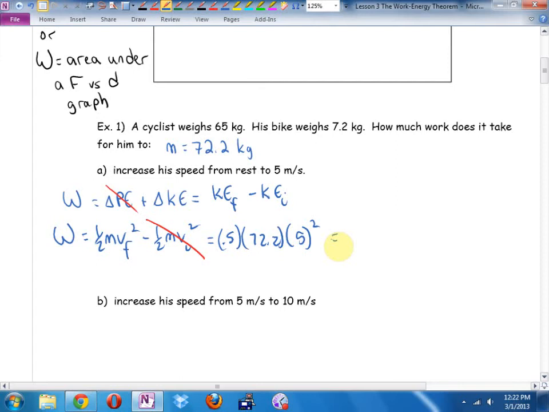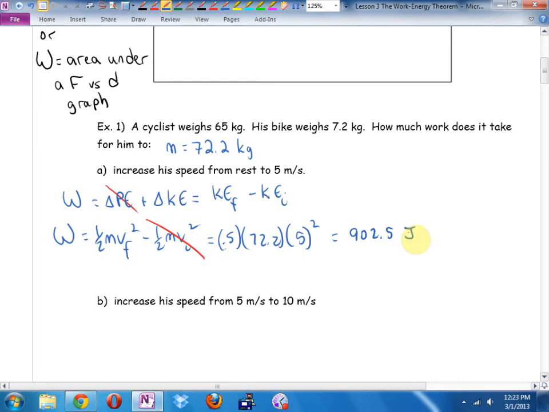What do you get? 903? Anybody else? Okay. 903 even? 902.5. 902.5 even? Yeah, okay, let's go with that for now. So to go from 0 to 5 meters per second, we had to add 902.5 joules of kinetic energy.